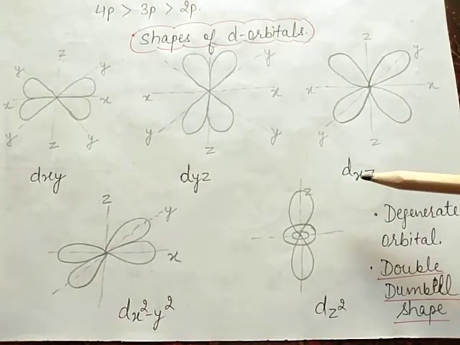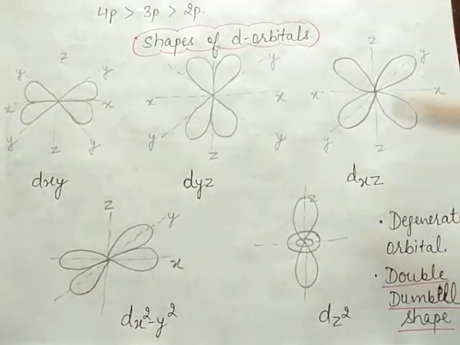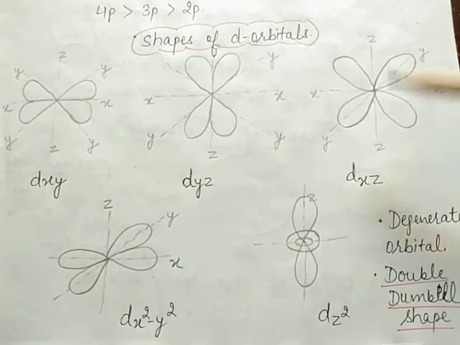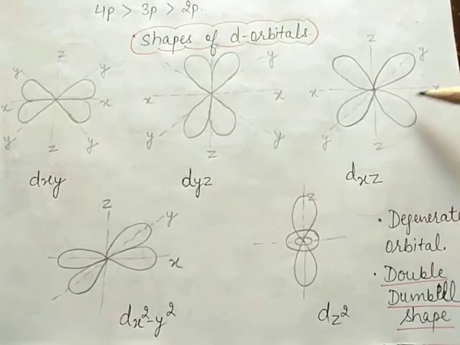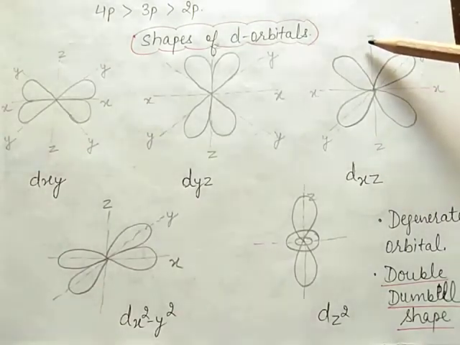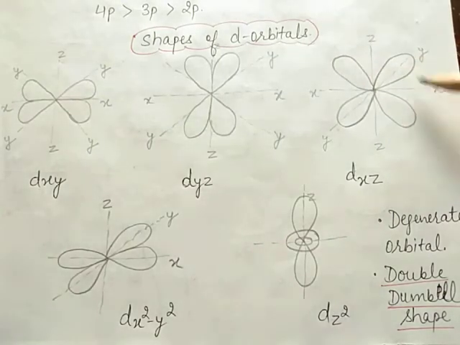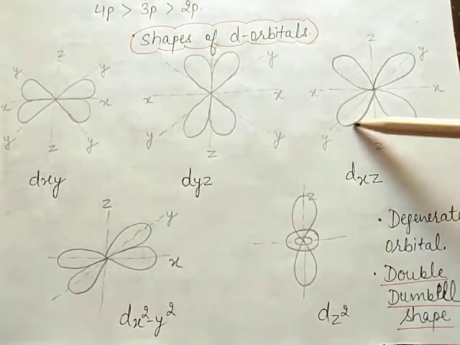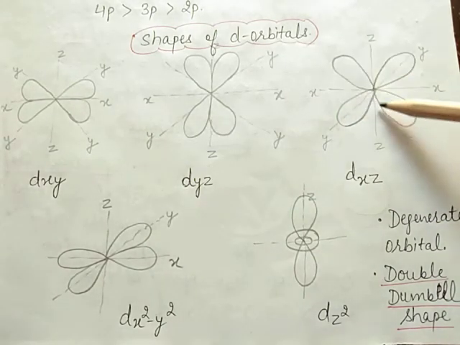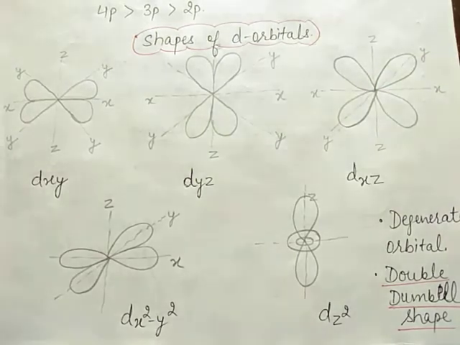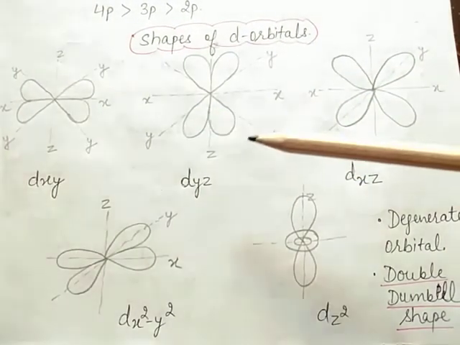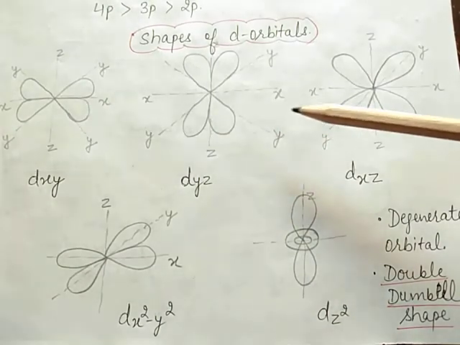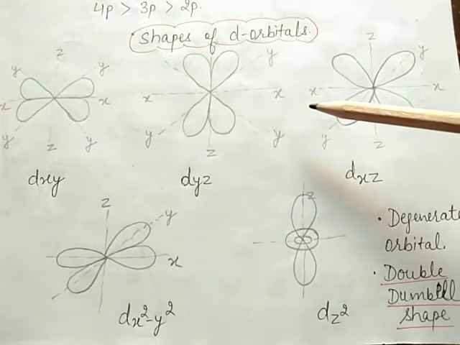Now the next one is dxz. These are present between the axes. Means this is x-axis, this is z-axis. So in between the x and z-axis, the lobes are present. This is one lobe. This is another lobe. Now these 3 d orbitals are the ones in which the lobes are present in between the axes.